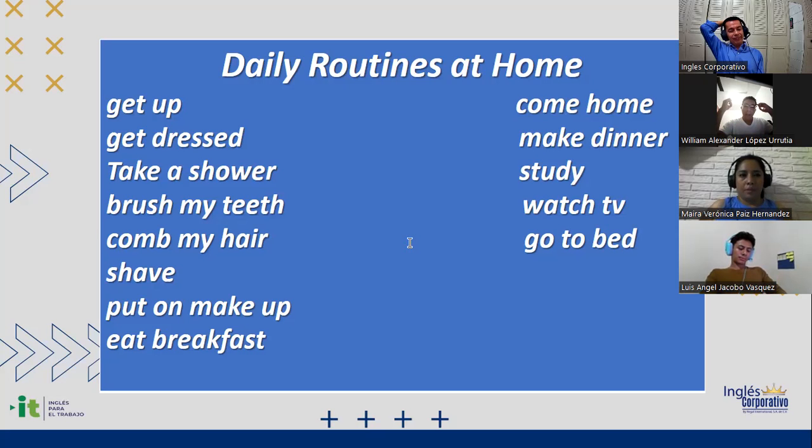I get up at 5 a.m. I get dressed at 5:30 a.m. I take a shower at 5:05 a.m. I brush my teeth at 5:15 a.m. I comb my hair at 5:20 a.m. I shave at 5:25 a.m. I eat breakfast at 6 a.m. I come home at 5:45 p.m. I make dinner at 7 p.m. I study at 8 p.m. I watch TV at 6:30 p.m. I go to bed at 11 p.m.